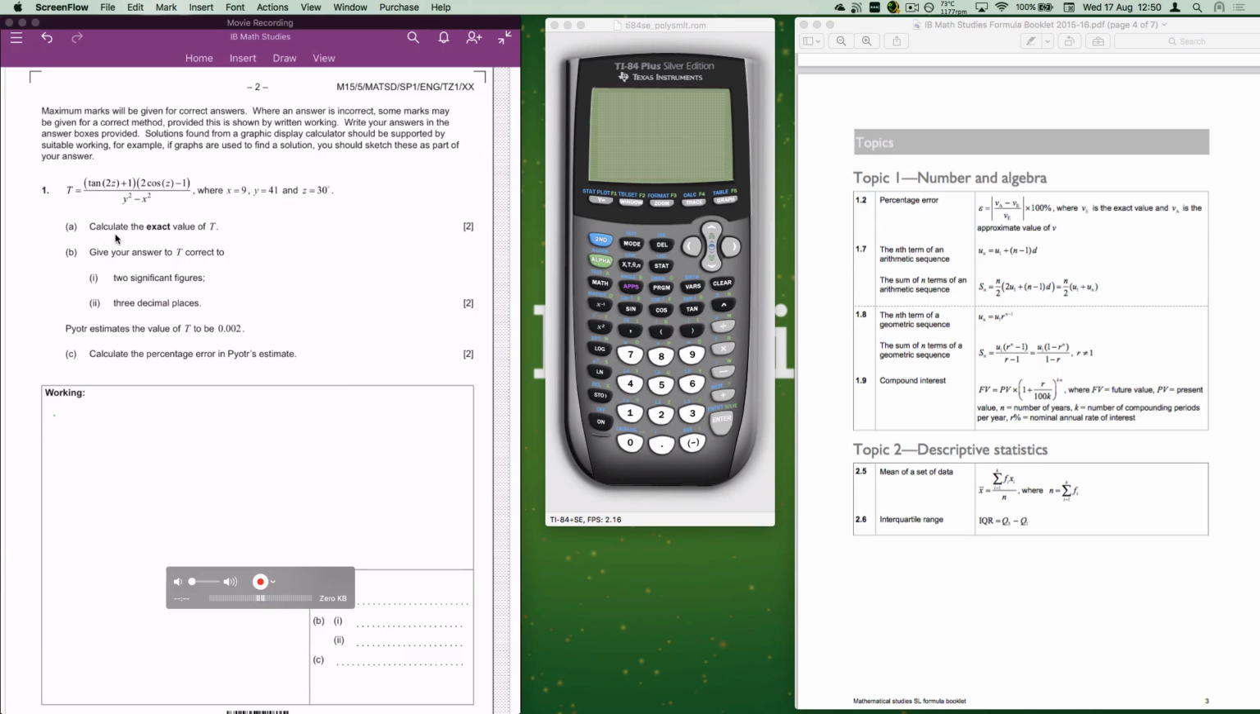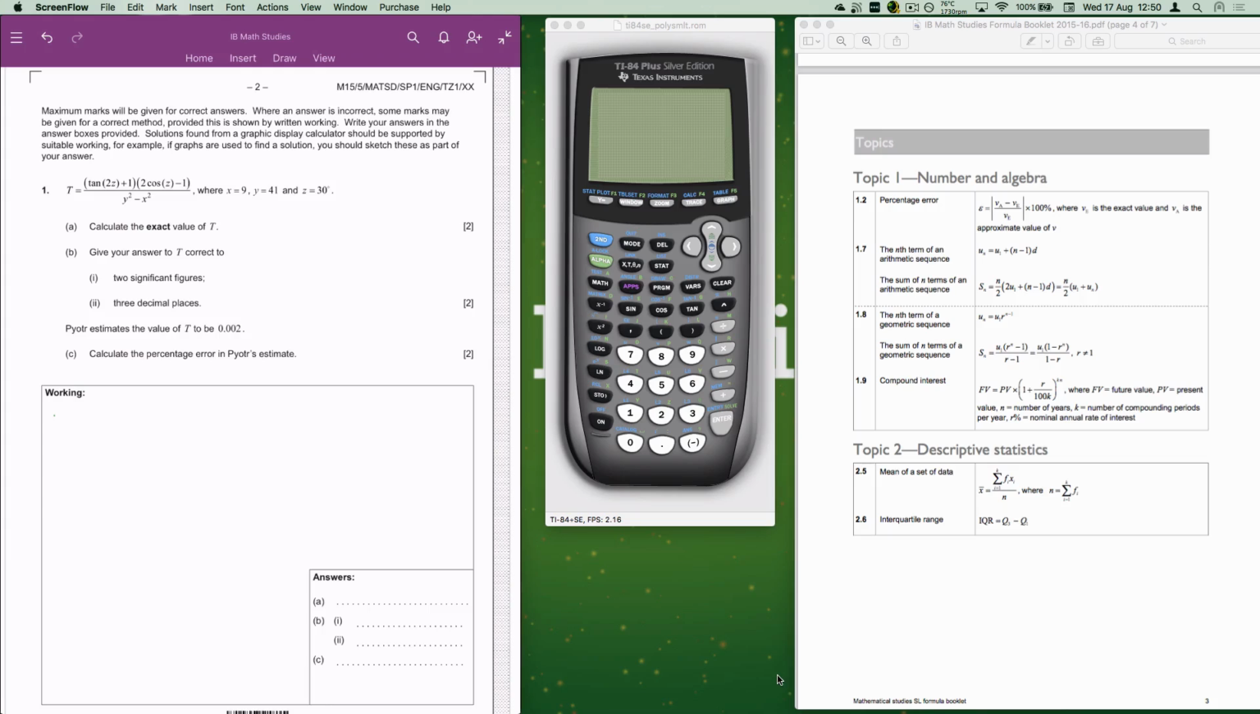So the first part, calculate the exact value of t. Give your answer to t correct to 2 significant figures, 3 decimal places. Now, we cannot do this until we've done part A. And then lastly, we're going to work out a percentage error based on someone's estimate of the value of t. Over here on the right, I have the formula open, and so here we can see the formula for percentage error. So, let's get started.